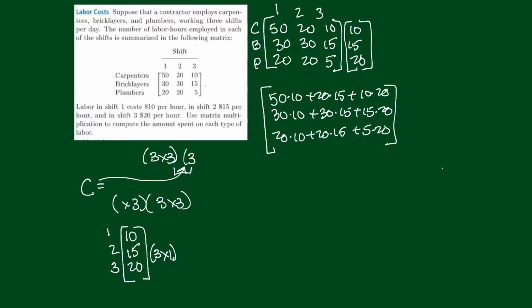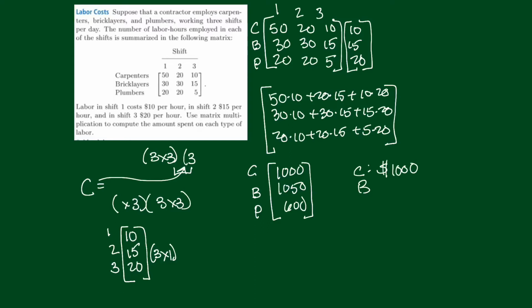Now I'm just going to go ahead and give you the answer for that one. I went ahead and multiplied and added those so you didn't have to watch me do that. And I got these numbers right here. So let's summarize. The cost of labor for carpenters, that's going to be $1,000. For bricklayers, that's going to be $1,050. And for plumbers, that's going to be $600.